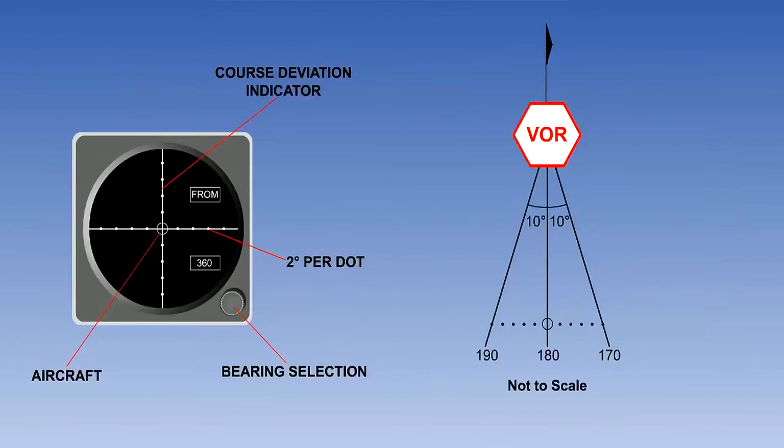When you have selected your radial, and you are within 10 degrees of it, the course deviation bar or needle will tell you where your chosen radial is. The center of the dial is the aircraft, and the needle is the radial. There are 5 dots either side of the center. The first dot is a circle. Each dot represents a 2-degree deviation of the aircraft from the radial. Maximum deviation is 10 degrees. Any more, and the needle goes off the scale.